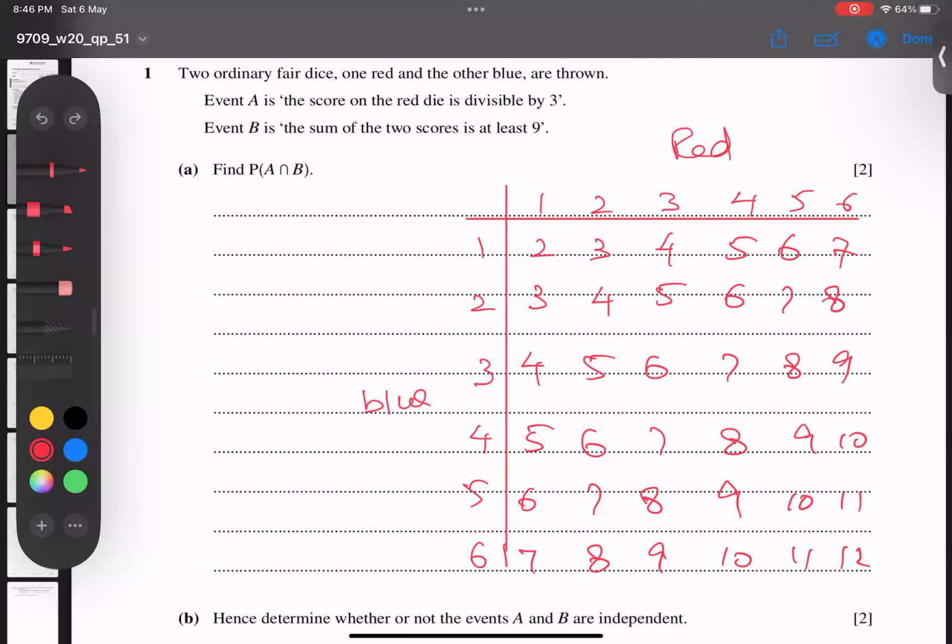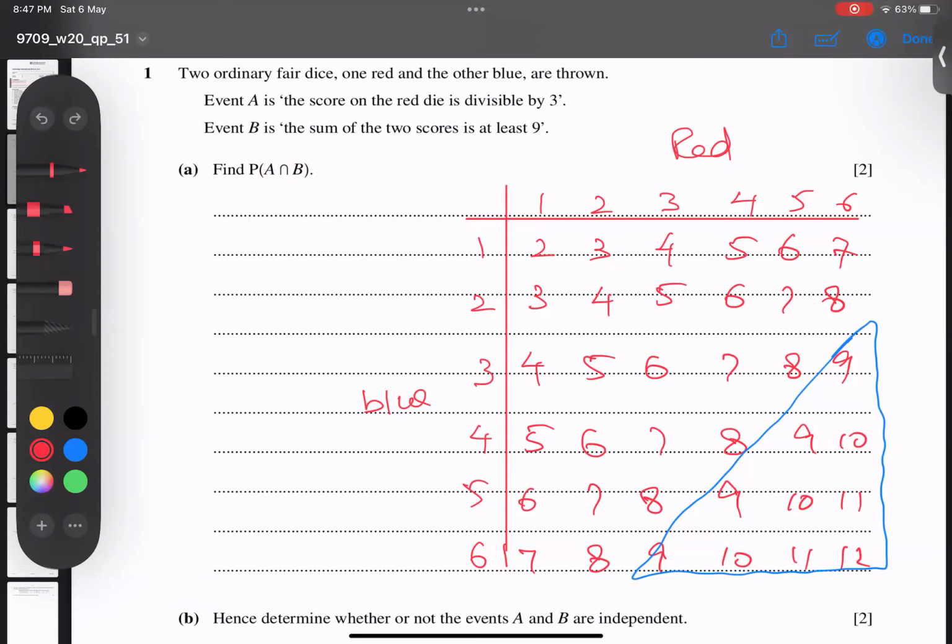Now first of all I will label. We have two options: the probability that the sum is at least 9. So at least 9 means 9 and more. These values are 9 and more. You can see these sums are 9 and more according to the situation. Then he said it's the common part.